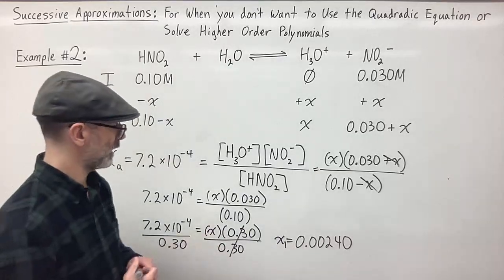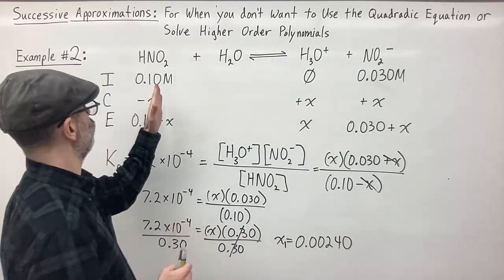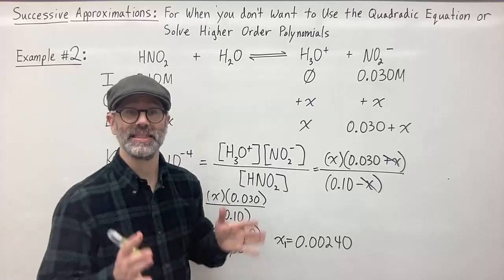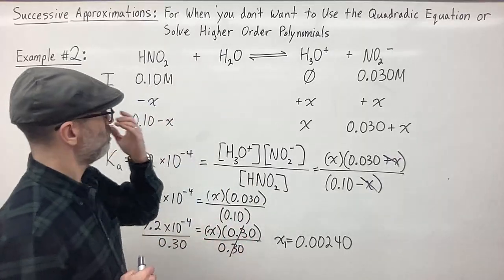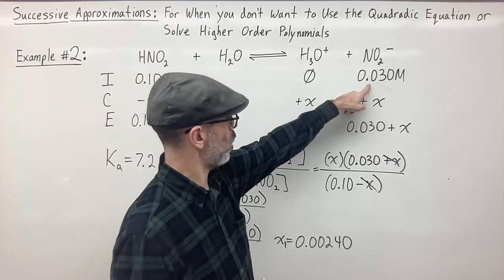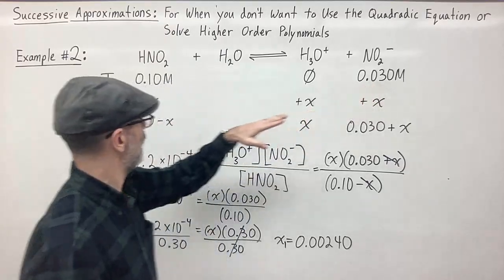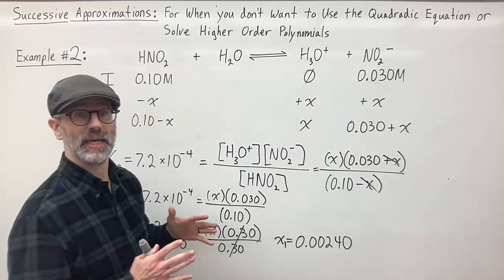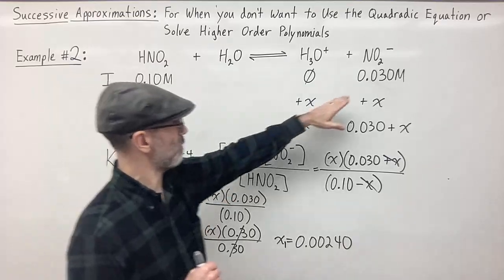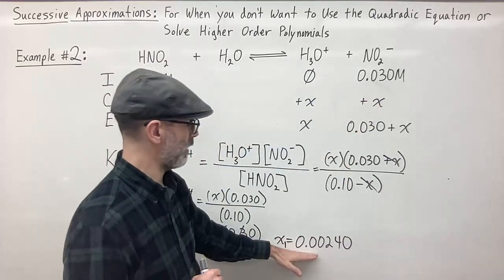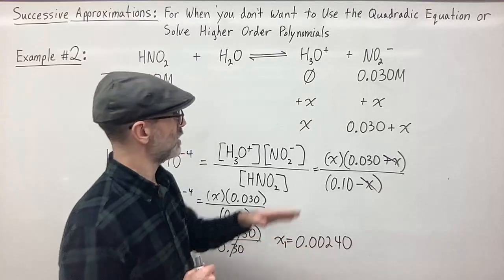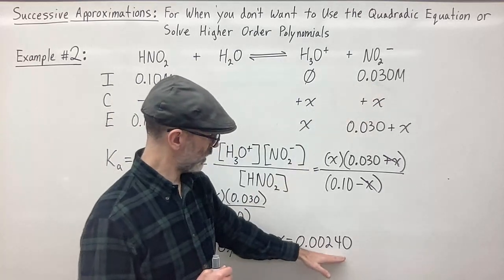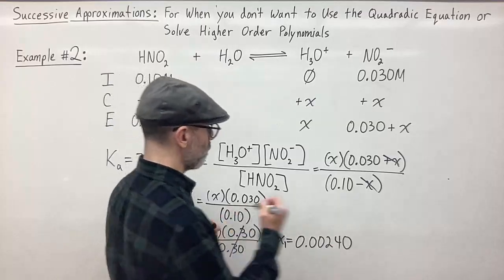Now I'm going to calculate the error. I have two concentrations here, and I want to use the concentration that's going to give me the biggest error. Here I have a smaller concentration, and here I have a larger concentration. The larger concentration is going to give me a smaller error. The smaller number I divide by, the closer it is to my x value, and the larger the percentage. So I'm going to go ahead and do that.